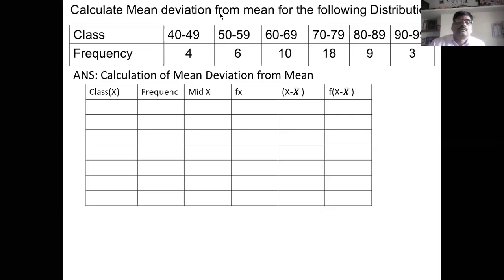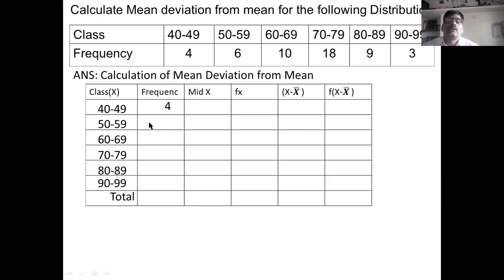This is the class. I will not change the class into exclusive. Same class I have taken. Then frequency. After the frequency, you take the total of frequency. Total frequency is 50.